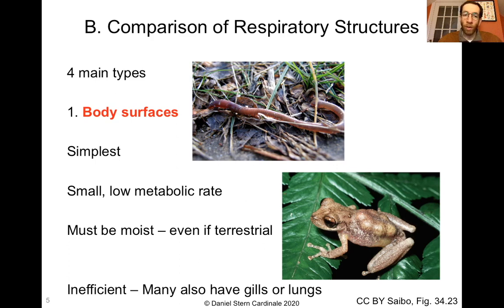So using the body surface as an exchange structure is not a great strategy. It needs to be moist all the time, and it doesn't work that great. It's very inefficient because, again, it's not a specialized structure. So what we often see in organisms that exchange directly across the surface is they may have other specialized structures like gills or lungs, as in the case with the amphibians having lungs.